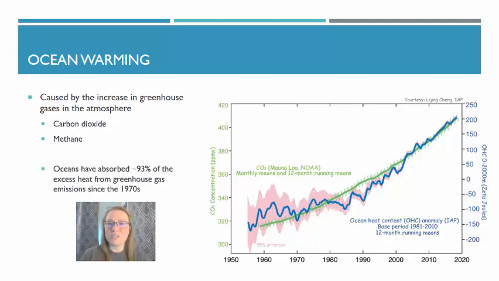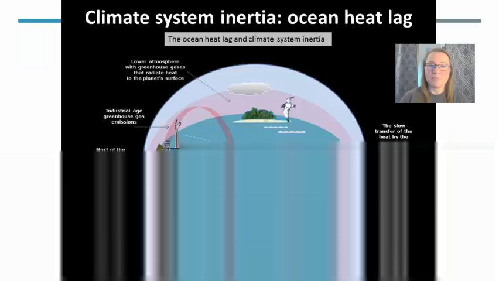And in fact, oceans have actually absorbed about 93% of the excess heat that's trapped by greenhouse gases since the 1970s. So if we didn't have the oceans, we would have seen much more substantial increases in global average temperature. Now, this is due to a phenomenon called ocean heat lag.